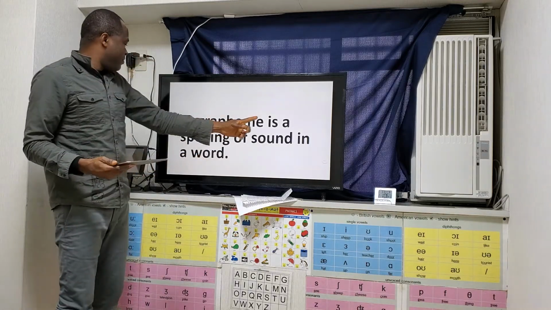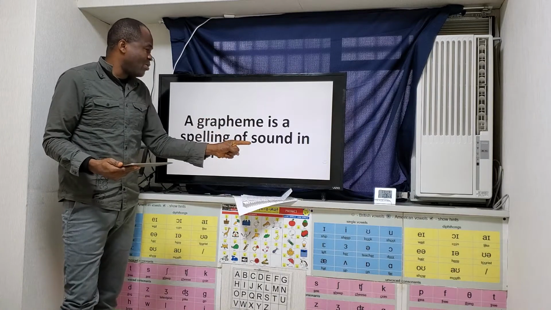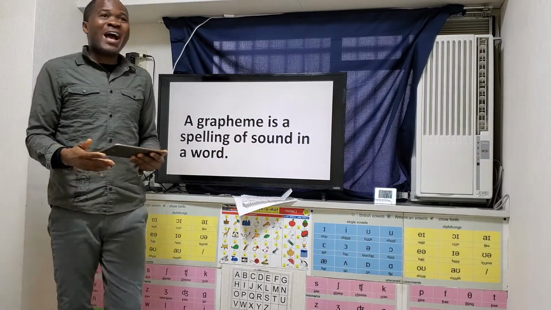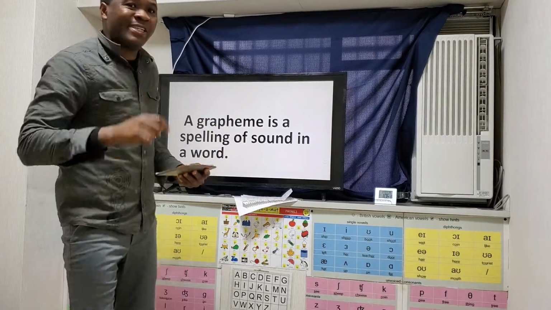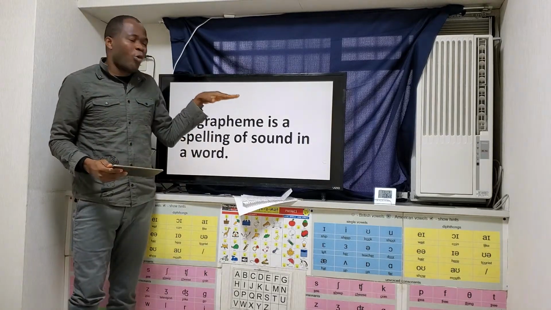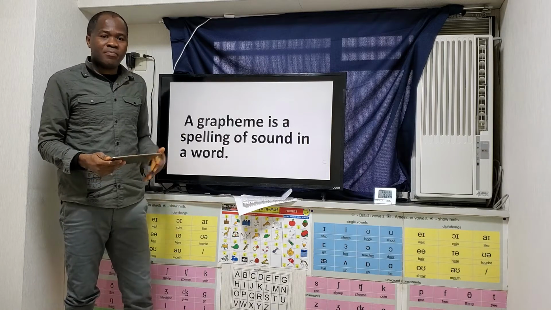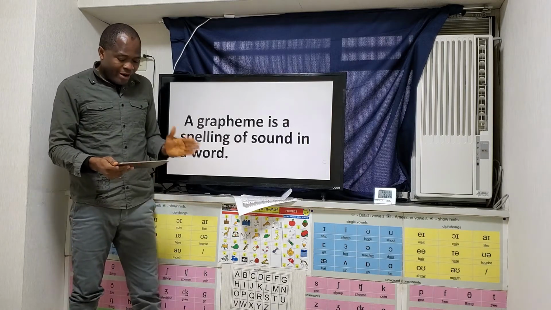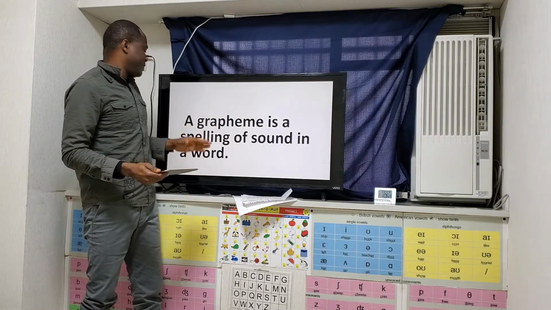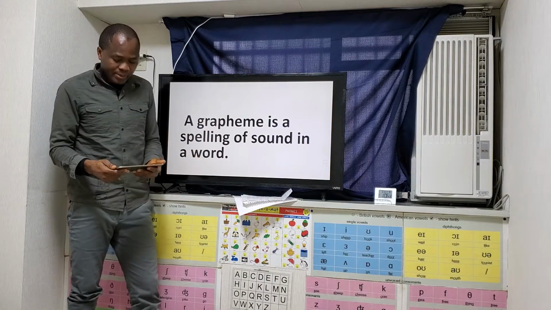A grapheme is a spelling of a sound in a word. So I heard a sound and I spelled it. That's why I said the top one is a grapheme. The symbols are graphemes. So a grapheme is a spelling of a sound in a word.